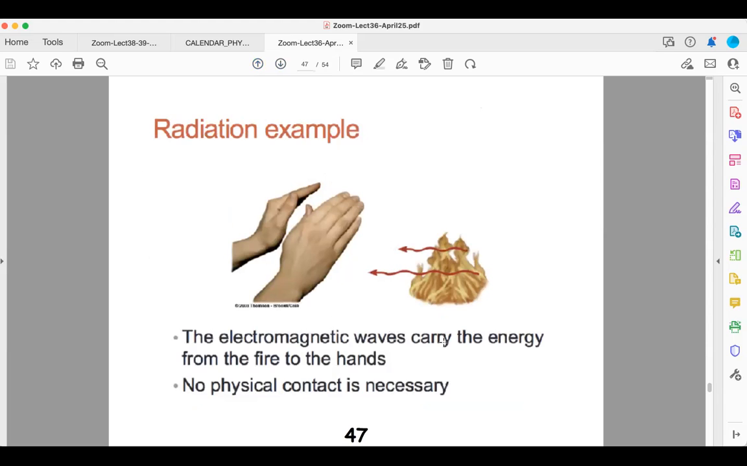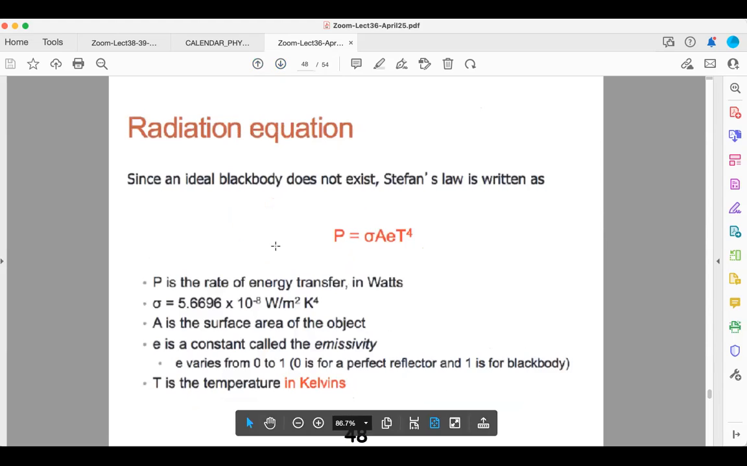For example, the electromagnetic waves carry the energy from the fire to the hands, and you don't need any physical contact to transfer the radiation. Here again is the equation of the Stefan-Boltzmann law. In this case, we also have e, a constant called the emissivity, which varies from 0 to 1. 0 is for a perfect reflector and 1 is for a black body. And the temperature here is always indicated in kelvins.